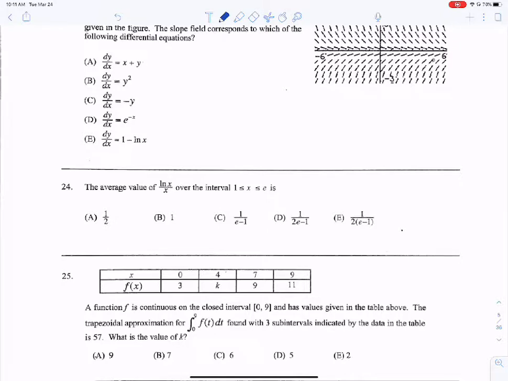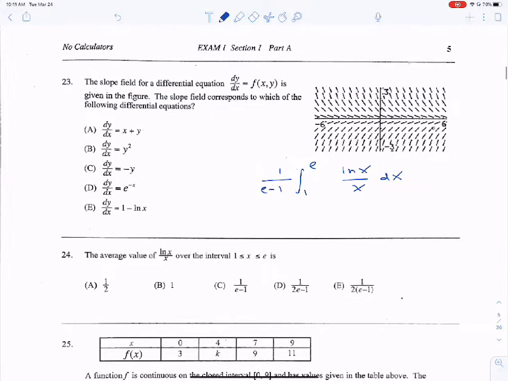Okay, so let's see the average value of this function over the interval from 1 to e. So this is the average value theorem. So this is going to be, and again, I'm doing it up here, hopefully that's okay, 1 over e minus 1 times the integral from 1 to e of ln x over x dx. Oh, I'm sorry. It says I meant 23, not 24. Okay, perfect. Let's do that then.